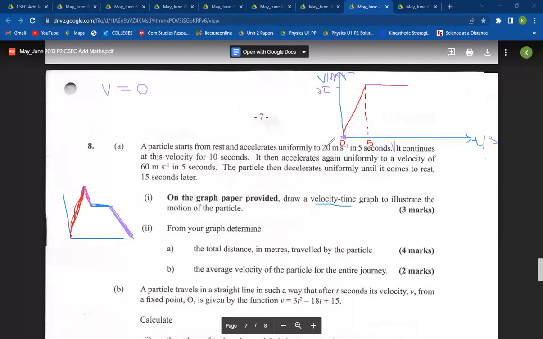And how long did this go on for? How long did I stay at 20 meters per second? For 10 seconds. So from this 5 mark position to whenever, it took me 10 seconds. So here, t is actually 15. Between this point here and this point here, it took me 10 seconds. So 10 plus 5 is 15. That's my 15 second mark. Do you understand that?